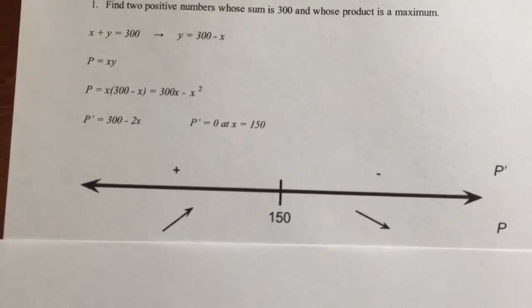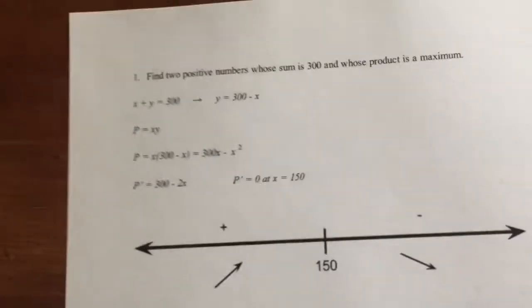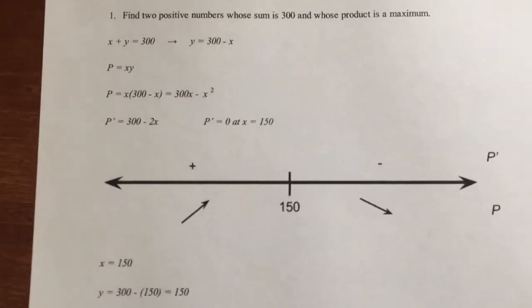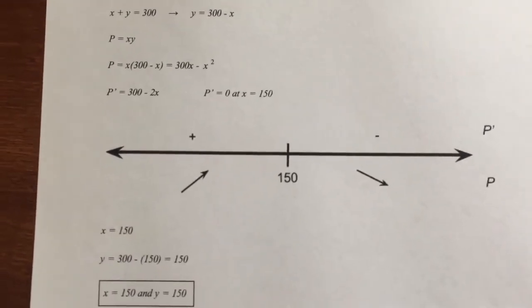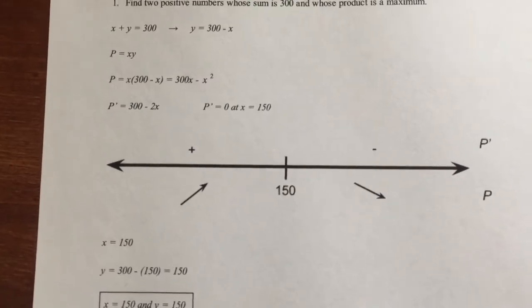x equals 150. We now know that x equals 150, and using our original equations, we can find that y equals 300 minus 150, which is also 150. So the answer to our problem is x equals 150 and y equals 150.